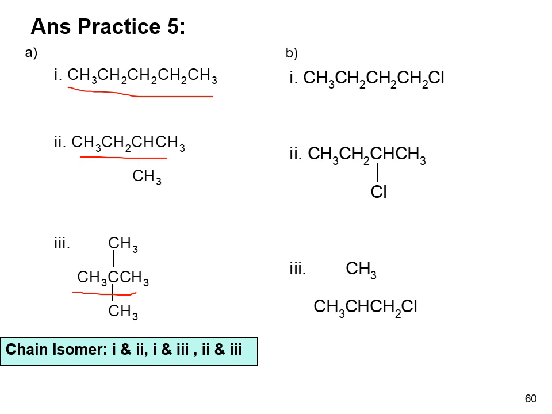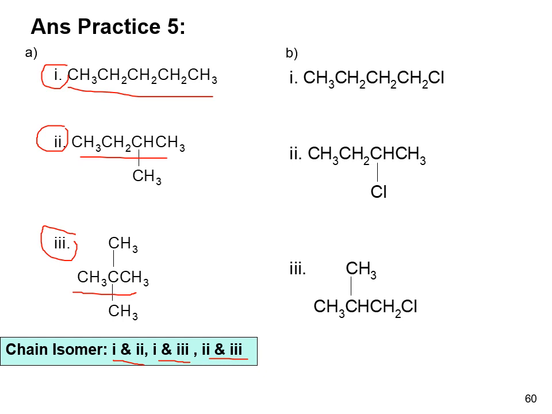As I mentioned just now, we need to answer in pairs. That's why you must label. Okay, this is structure 1, this is structure 2, and then this is structure 3. And then compare 1 and 2, both are chain isomers. Then 1 and 3, chain isomers. 2 and 3, chain isomers. So you must compare one by one and then find the pair. So 1, 2, 1, 3, and 2, 3, all are chain isomers.